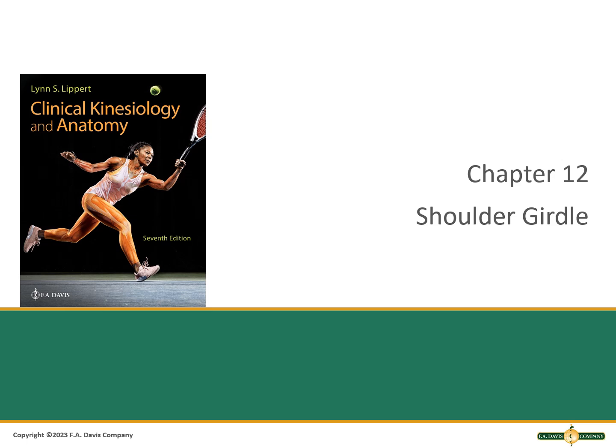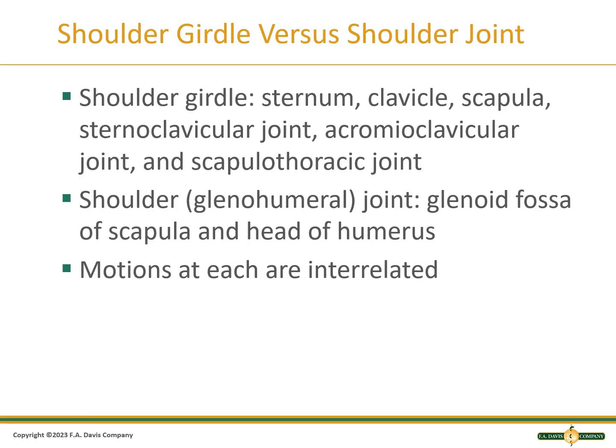Chapter 12, we are talking about the shoulder girdle. So the shoulder girdle versus the shoulder joint. The shoulder girdle is made up of the sternum, the clavicle, the scapula, the sternoclavicular joint, acromioclavicular joint, and scapulothoracic joint. So our shoulder girdle is what attaches our upper extremity to our axial skeleton.